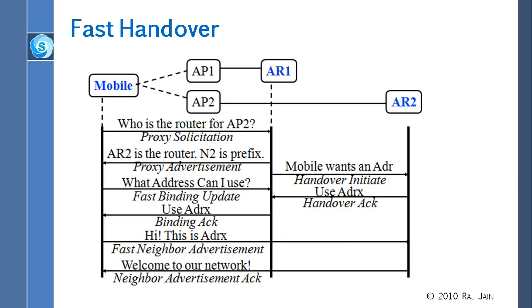So they have added these messages called proxy solicitation, proxy advertisement, handover initiate, handover ACK, fast binding update, binding ACK, fast neighbor advertisement, fast neighbor advertisement ACK. So all these messages, once they are implemented, we say that this router implements fast handover, or this mobile implements fast handover. And in that case, when you break, you only have one round trip here. When you go to access point 2, your first round trip is this, and then you can start sending the packets.